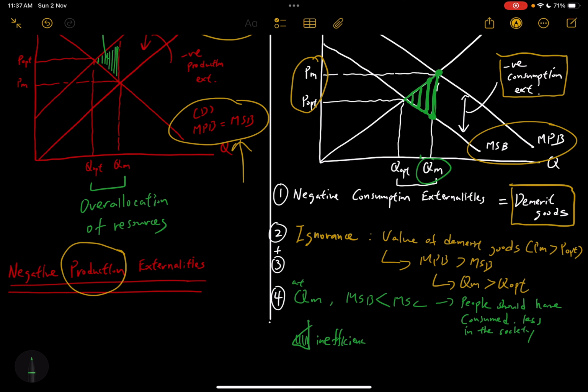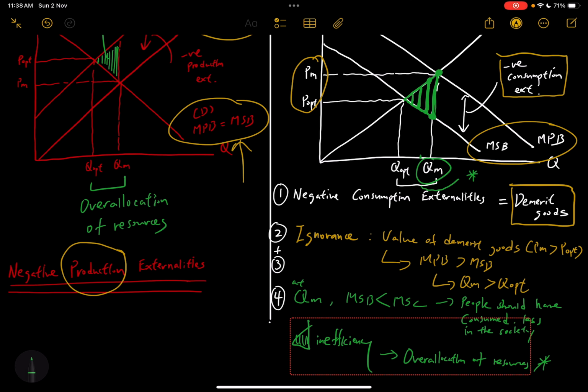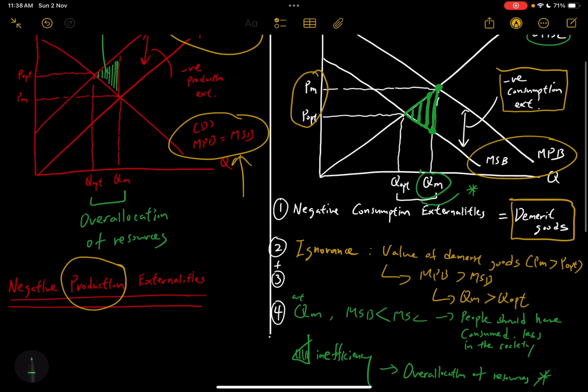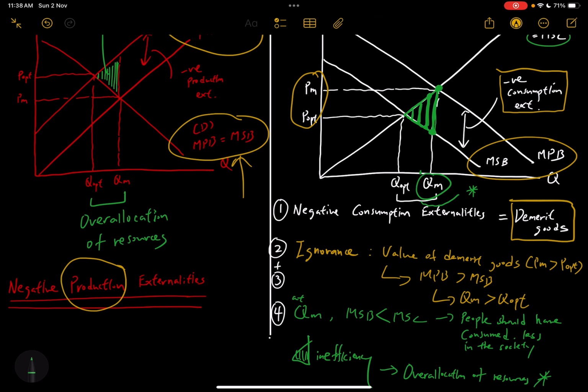inefficiency. But what kind of inefficiency is it, right? So I think it's quite obvious, because we are able to see that now people are consuming more than what the society would expect. So there you go, that would be over allocation of resources. And if I put a star right here, then the over allocation of resources will be between QM and QOpt. So that is pretty much what we are trying to do in this case, and this is how we analyze this entire diagram.